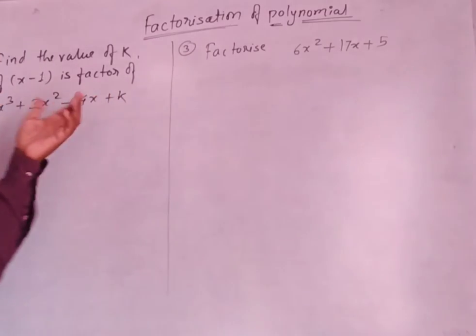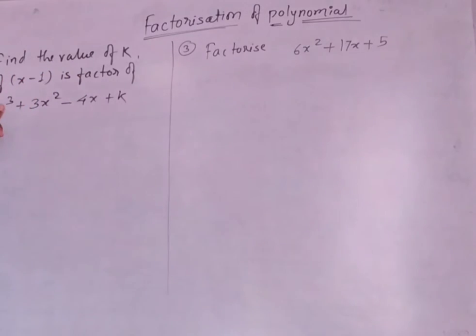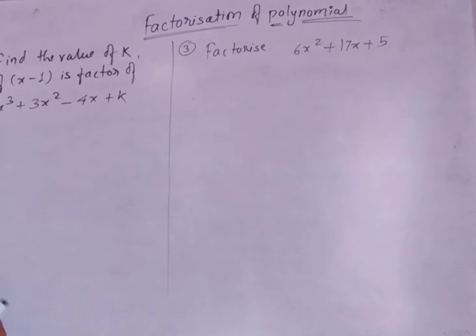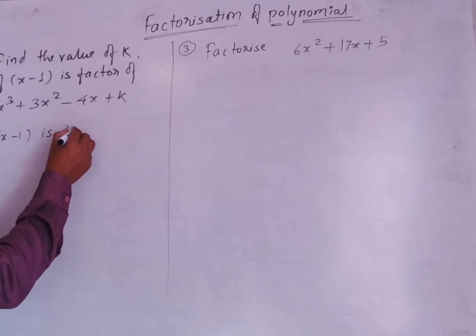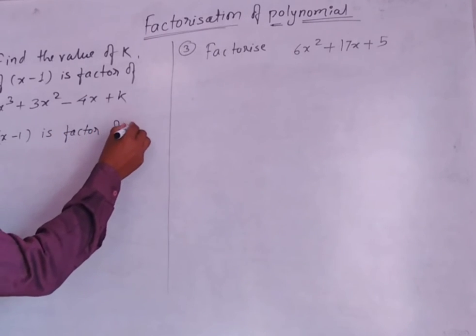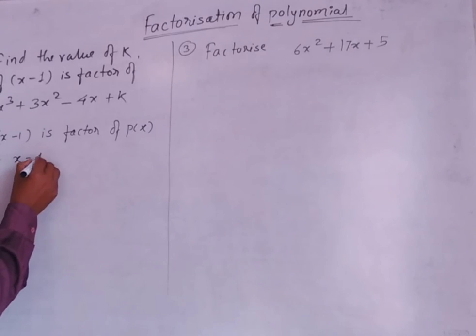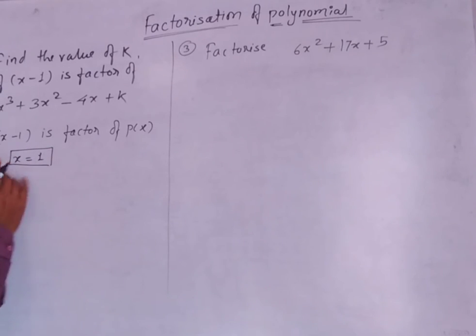Here, second question: find the value of k if x minus 1 is a factor of this polynomial 4x cube plus 3x square minus 4x plus 4. So here it is already given that x minus 1 is a factor of P of x. That means x equal to 1. So put x equal to 1.